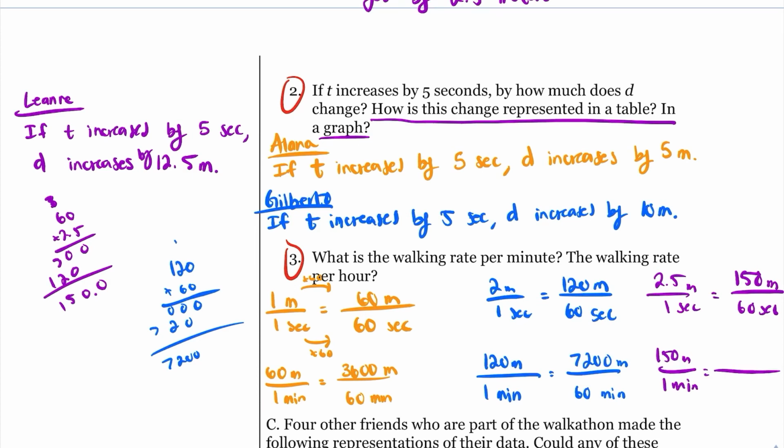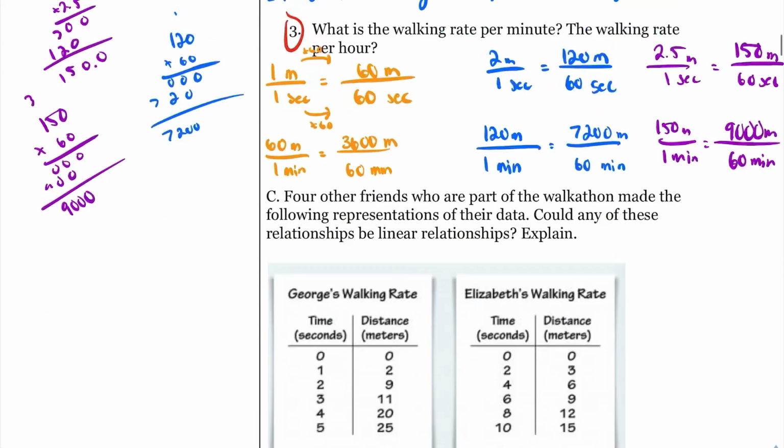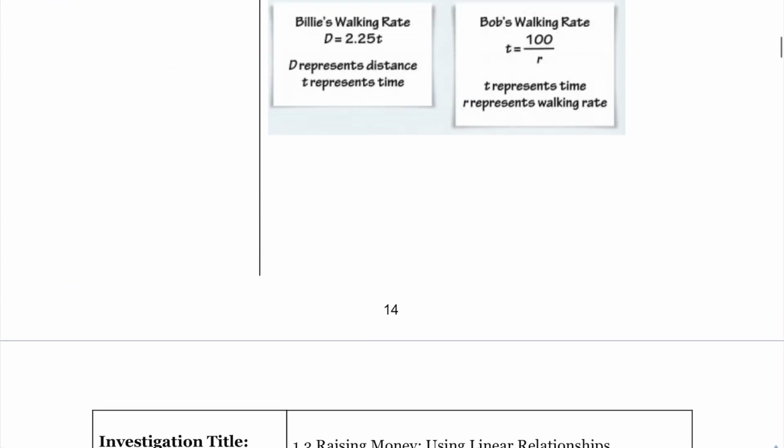And then lastly, we're going to take Leanne's right here and change that to how many meters per hour. So 150 times 60. So it looks like 9,000. 9,000 meters per 1 hour. Okay.